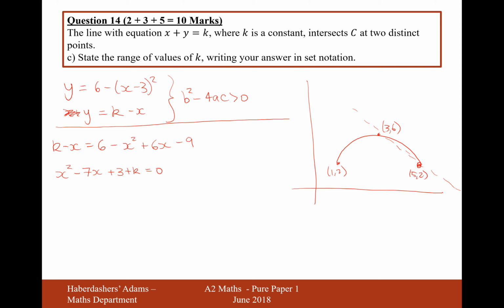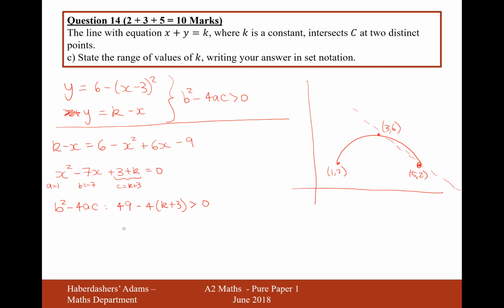Okay, so now is when I need to use my discriminant facts. So this value here, a is 1 in this quadratic, b is minus 7 in this quadratic, and c, well, c is k plus 3 in this quadratic. So b squared minus 4ac time. b is minus 7, so that's going to be 49 when we square it. Take away 4, lots of 1, that's a, lot times c, which is k plus 3, and we need this to be bigger than 0.